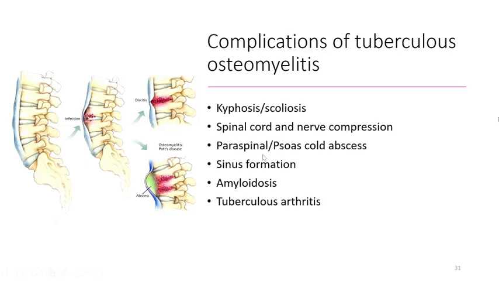So complications, as I said earlier, the main complication is kyphosis or scoliosis and spinal cord or nerve compression. The patient can get a paraspinal psoas abscess and sinus formation, and as this is a chronic osteomyelitis, they can get amyloidosis. It can also spread into the adjacent joints, causing tuberculous arthritis. Maybe not in the spine, but in other bone sites, you can get tuberculous arthritis as well.